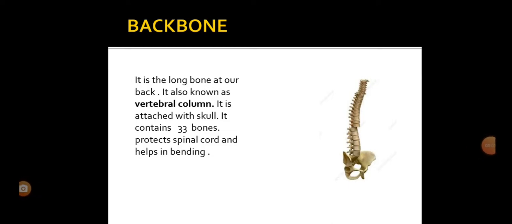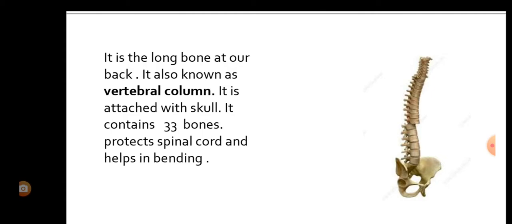So, today also we will discuss different parts of our skeletal system and the structure of our bone. First, let's see our backbone. It is a long bone that is present at our back. You can touch your back side and you can feel our backbone. Our backbone is also known as the vertebral column. It is attached with our skull.